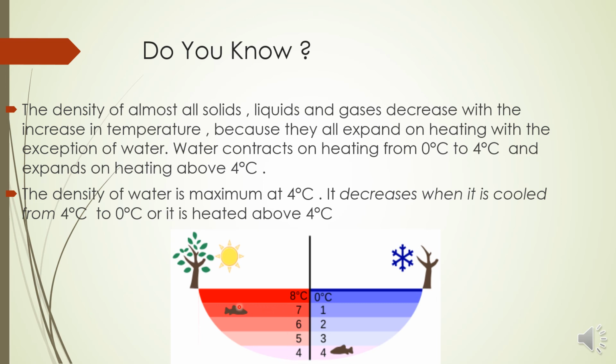So you can see the fishes. These fish are alive here, but here they cannot survive. That is what we can say in the very cold regions like Antarctica, where sea icebergs are found. So this ice works as a blanket for the survival of aquatic animals, and this is known as the anomalous expansion of water.